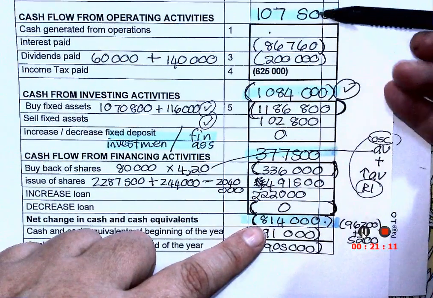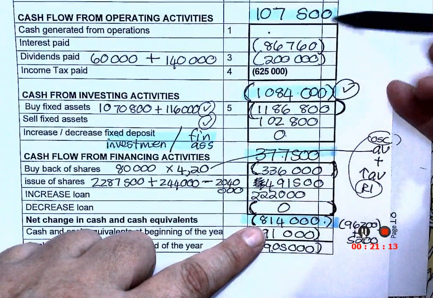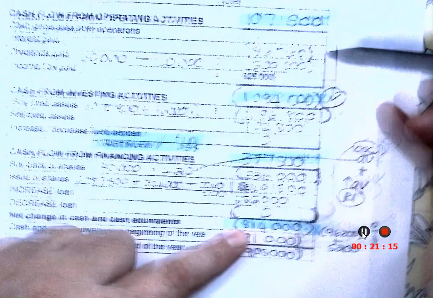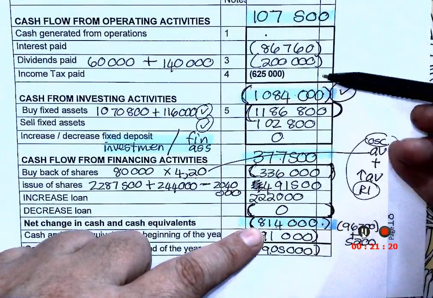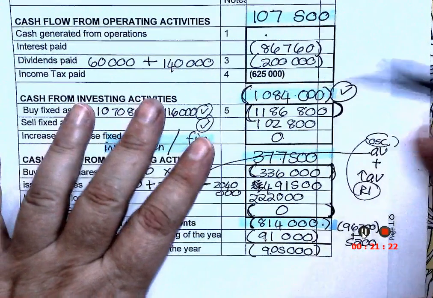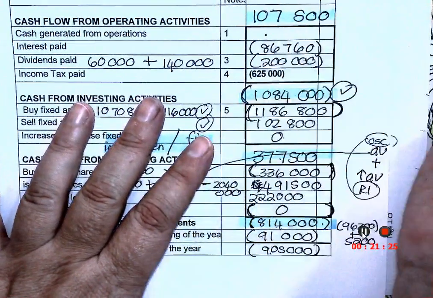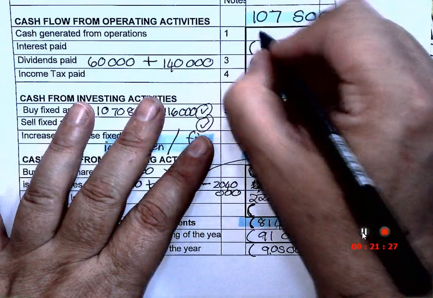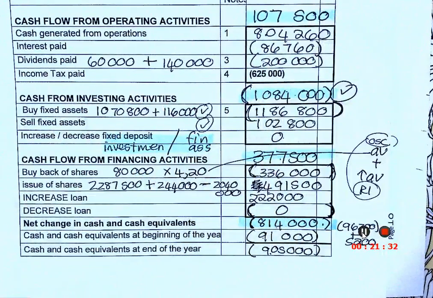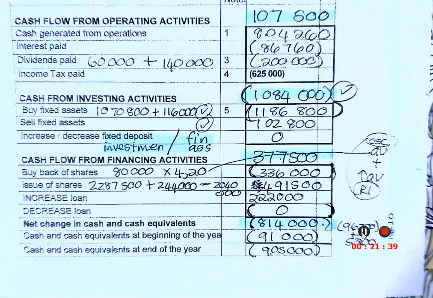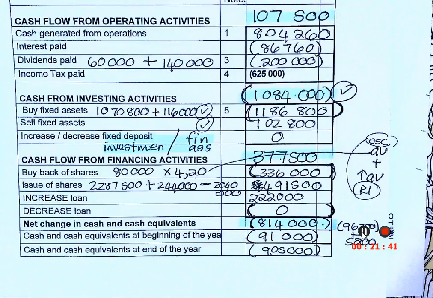Now, again, I'm going to reverse. So 107,500 plus 86,200 plus 65 gives me 804,360. Okay, and there's my cash flow. And is it as difficult as you thought? No. Where was the difficult thing? In the fixed assets. You see? Don't build up blocks for yourself.